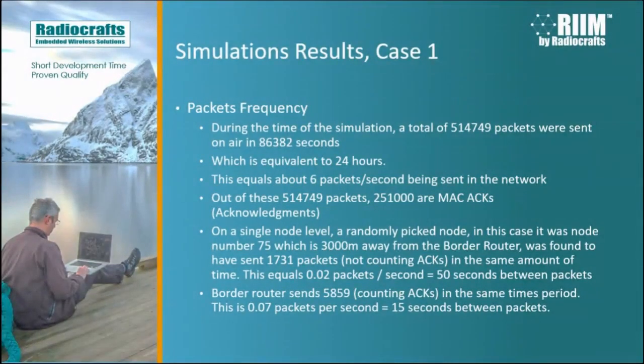If you randomly pick a node, in that case, when we did it, it was node number 75, which is around 3 kilometers away from the border router. We found that it sent 1,731 packets in the same simulation time, which is around 50 seconds between each packet. Of course, the closer the node is to the border router, the more packets it will be sending, because it's routing from many branches. So when you randomly choose a node, it always depends on its position in the hierarchy of the mesh.